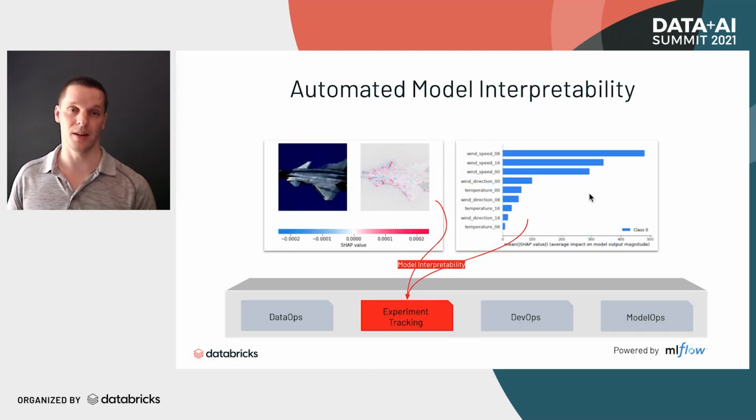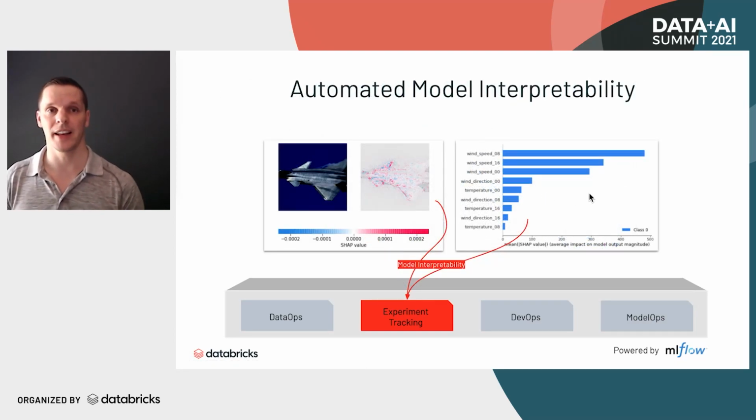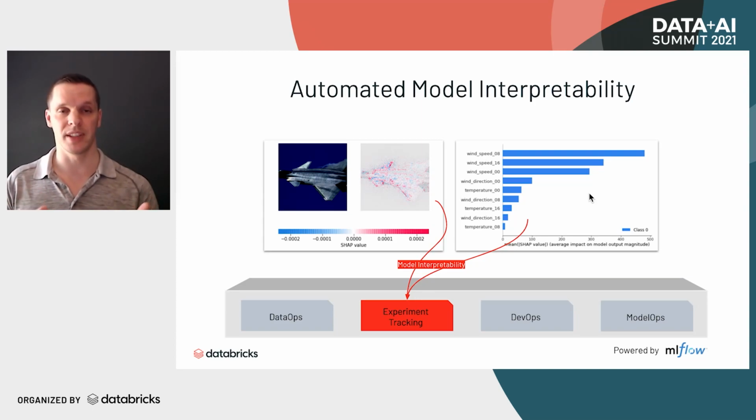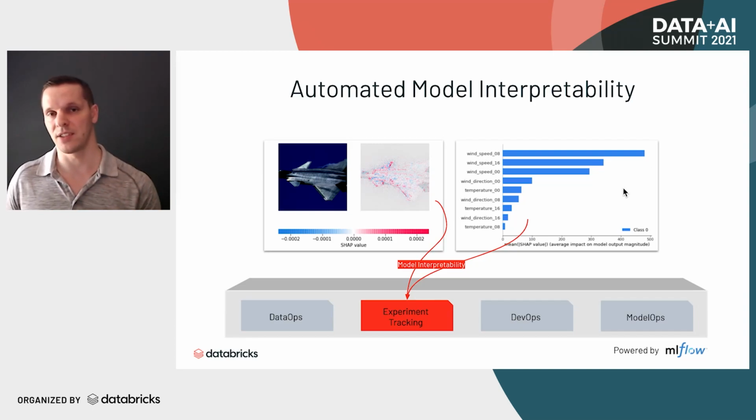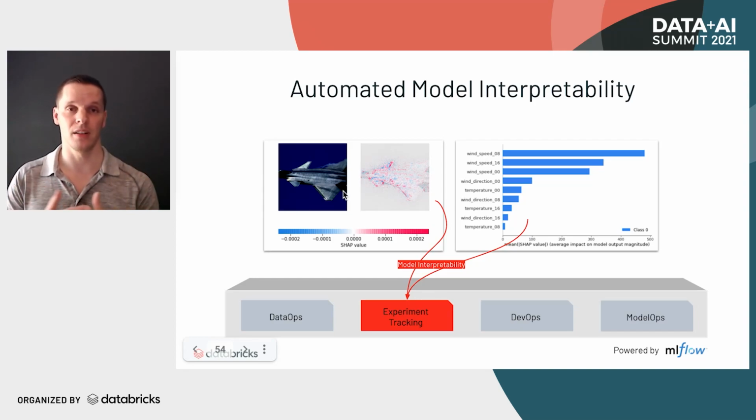And then we're also in the process of adding automated model interpretability using the SHAP library under the hood. So depending on the model type, we will give you feature importance. So here on the right side, you can see feature importance for, I believe, a tree-based model under the hood. And on the left side, you can see if you have an image model, we can give you these plots that tell you which areas of an image contribute to the classification. In this case, it's an aircraft classification model.